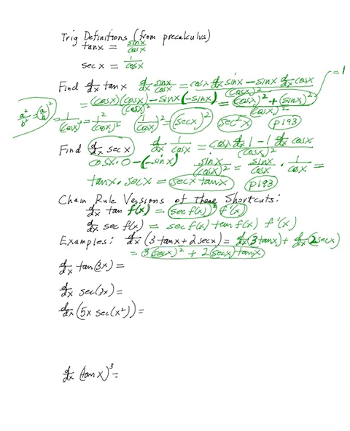Okay, derivative with respect to x of tangent of 3x. I've got an outside function, tangent, and an inside function, 3x. So I need chain rule. The derivative of the outside, the derivative of tangent, is secant squared. That's the derivative of the outside. But I've got to multiply by the derivative of the inside. So I've got to multiply by the derivative of 3x. So I get secant 3x quantity squared times 3.